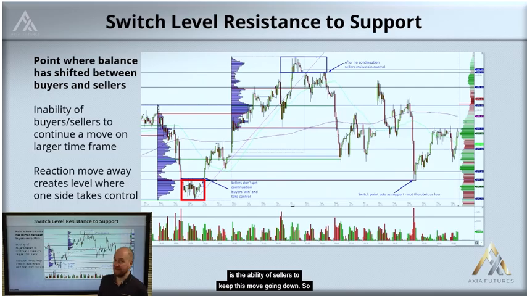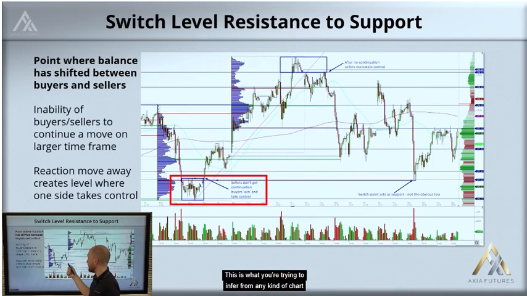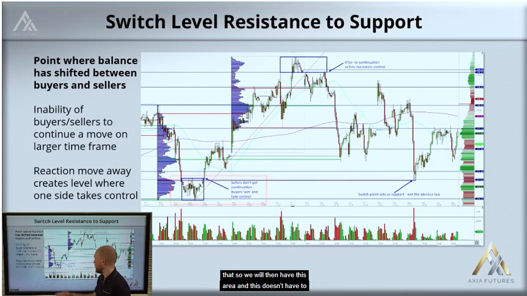What you're not seeing though is the ability of sellers to keep this move going down. So you are seeing that sellers are running out, but they've not entirely run out because they're able to hold the market low. This is what you're trying to infer from any kind of chart pattern. So we will then, out of this area, and this doesn't have to happen every time, you could see continuation, of course, but this is the point, that this now shows you where that balance has shifted. The quick move to the upside indicates that sellers are no longer in control. The balance has shifted. Buyers have been able to push back on sellers who have been putting a lot of weight on this market. They've pushed back, driven the market up. So this now changes the perspective.